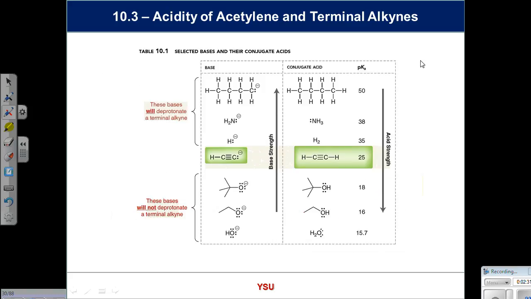We'll talk about now appropriate bases, and some that are appropriate, some that are not. Anything with a conjugate acid which has a pKa of less than 26 or 25 is not going to deprotonate an alkyne. You need something very powerful. So these guys at the top, extremely powerful, very, very powerful. They are strong enough to deprotonate an alkyne to turn it into the nucleophile. The ones at the bottom don't work.